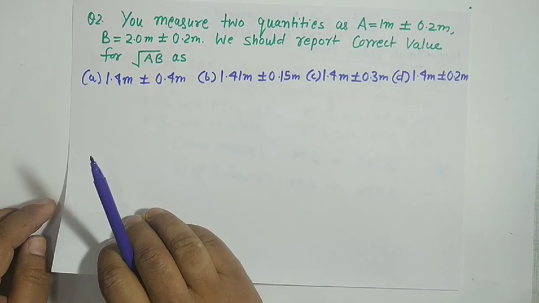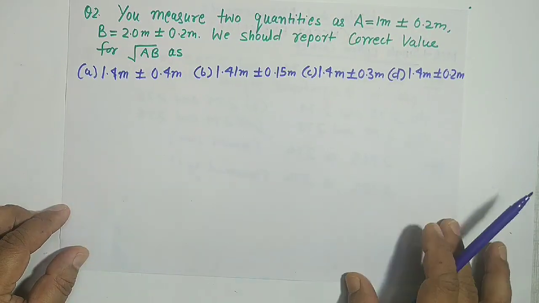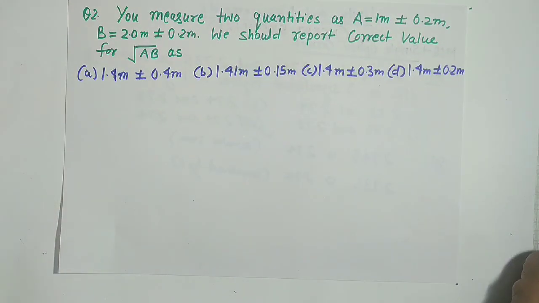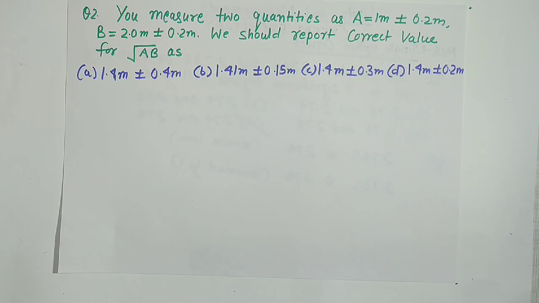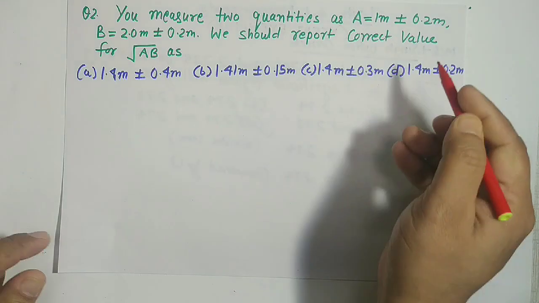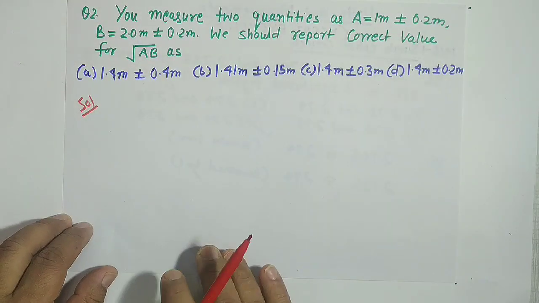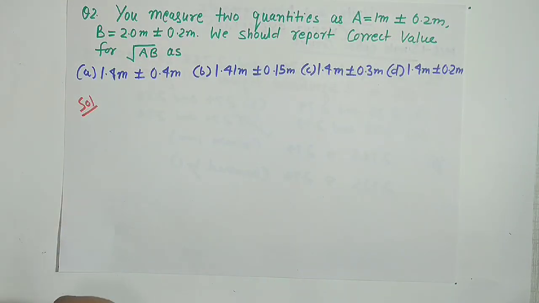Now the second one. The second one is related to errors. See the question. You measure two quantities as A is 1 meter plus minus 0.2 meter and B is 2 meter plus minus 0.2 meter. We should report the correct value for root AB. So for root AB, you have to find out the correct value.